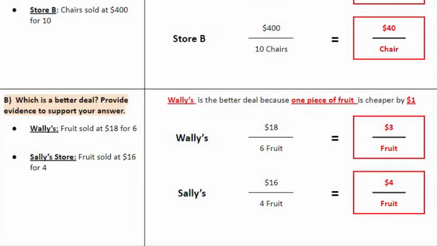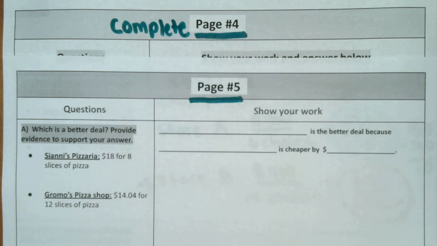All right, for problem B, remember money almost always will go on our numerator when we divide and we're finding the unit cost. So we have $18 divided by 6 fruit. For Wally's, you should have gotten $3 per fruit. For Sally's, you should have gotten $4 per fruit. And so in your sentence starters, you can write Wally's is the better deal because one piece of fruit is cheaper by $1. 3 is 1 less than 4. Go ahead and complete the rest of page 4 and then page 5, and then come back to the video.